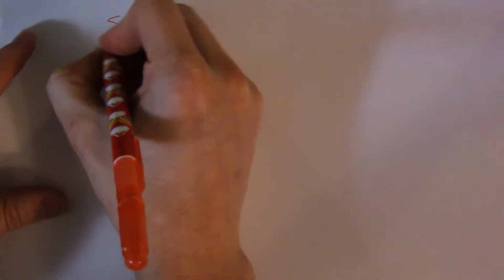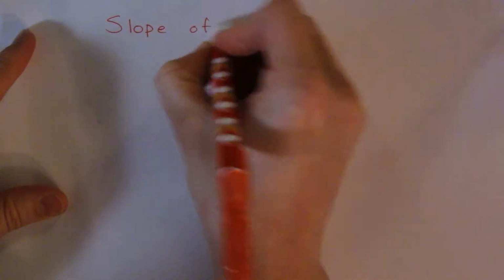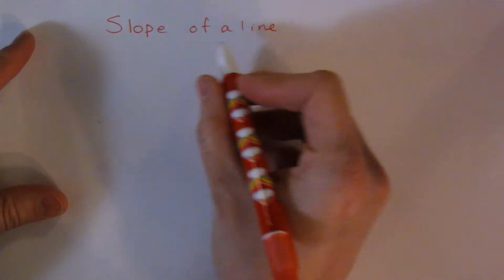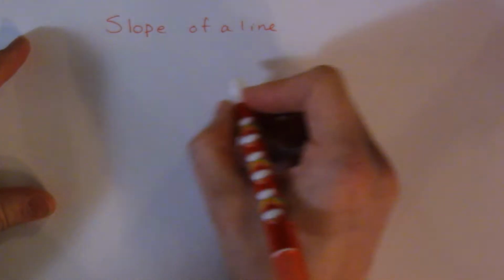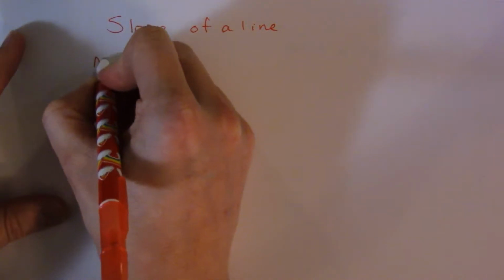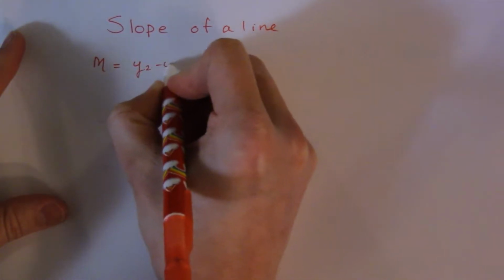This one I'm going to try and remake one that I did a little while ago on finding the slope of a line. So I'm going to just write it out here. Slope of a line. So you've probably learned this before, that when you're given 2 points, the best formula to use for finding the slope of a line is, of course, the aptly named slope formula.